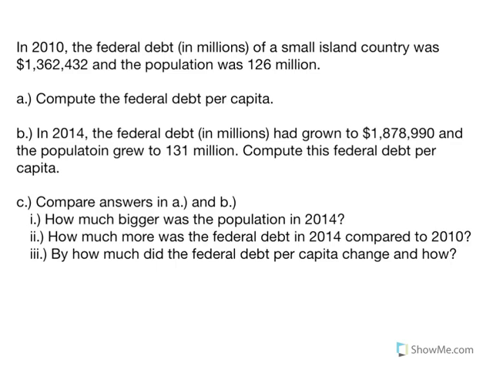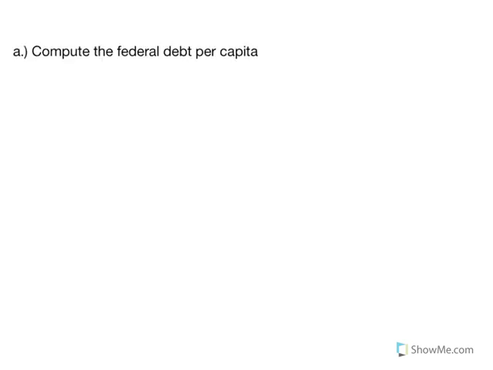And then in Part C, compare your answers. How much bigger was the population? How much more was the federal debt? And then how much did the federal debt per capita change and how? So let's start Part A, federal debt per capita.